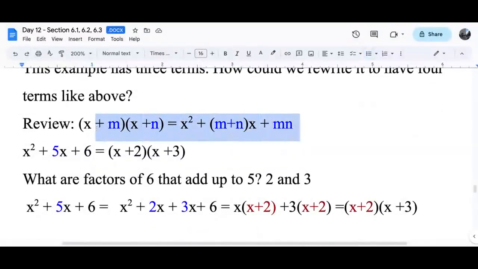All right, so just remember this. x plus m times x plus n equals x squared plus (m plus n)x plus mn. The middle term is m plus n. The constant term is m multiplied by n. So x squared plus 5x plus 6, right? That's x plus 2 times x plus 3. So 2 plus 3 is 5. 2 times 3 is 6.